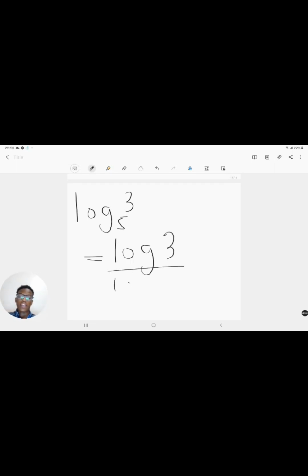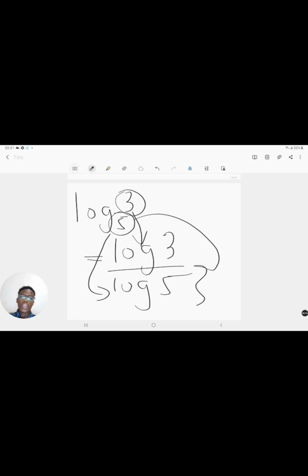Okay, so let's do another example. Let's say you've got log of 3 with base 5. Well, you'll know from law number 4 that this is the same as log of 3 divided by log of 5. Your base is 5, it gets its own log and it becomes the denominator. Your 3 gets its own log and it becomes the numerator. Easy peasy, nothing complicated with that.